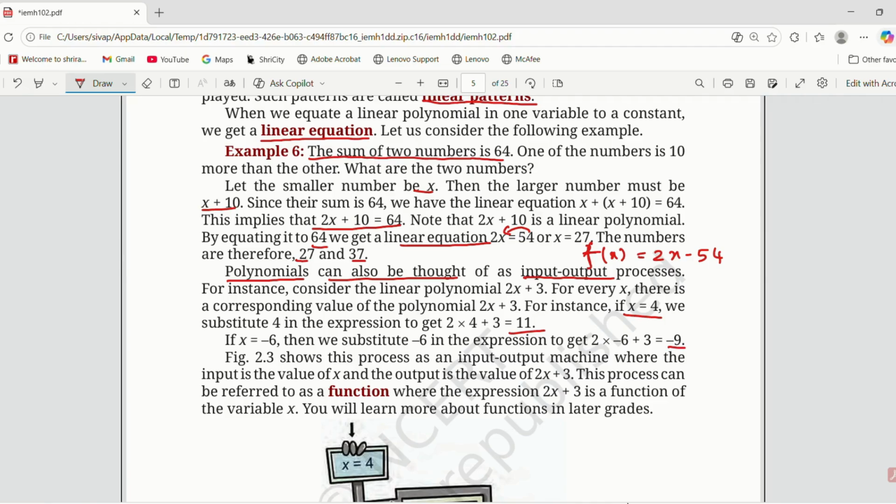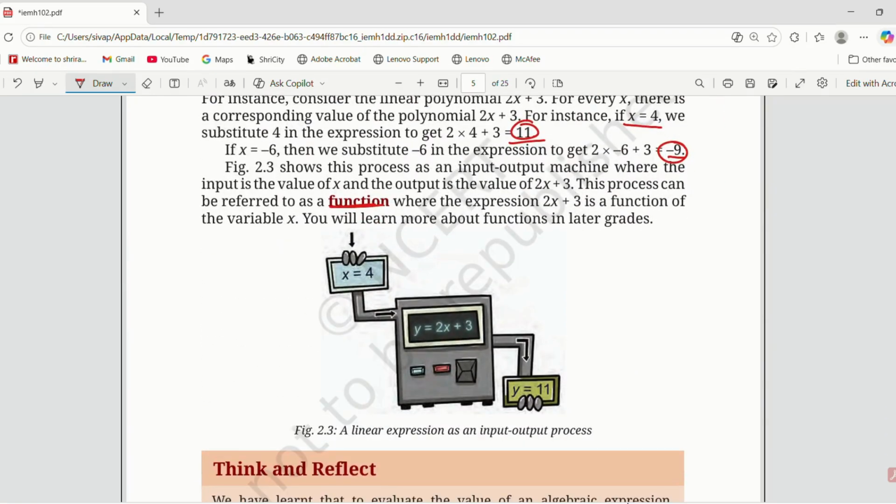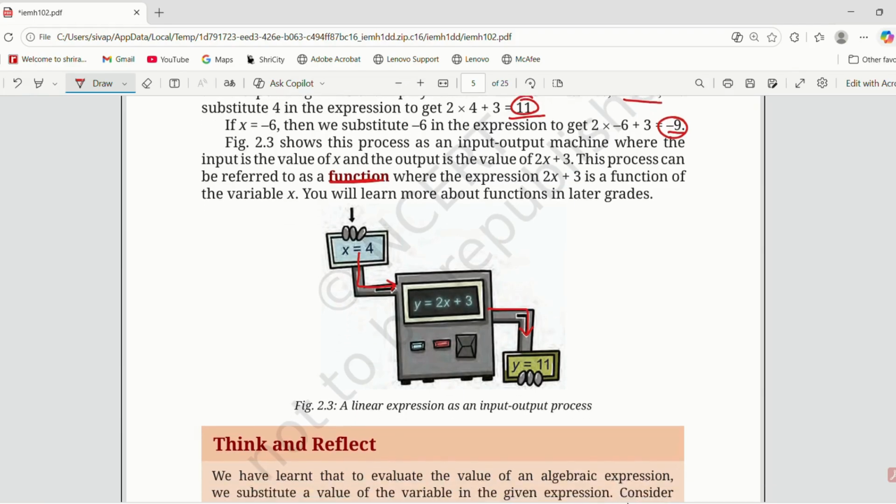So for each x value, which means you are giving an input value, you are getting a corresponding output value. That's why they say it's like an input output process. Such processes are termed functions, which we will learn in higher classes like 10th, 11th and 12th standard. So this is a kind of input output machine. Whatever input value you give to that machine, it will make some output, and you will get the output value y equal to 11 when we give the input value as 4. Similarly, you can give any number, and you will get the corresponding output value.